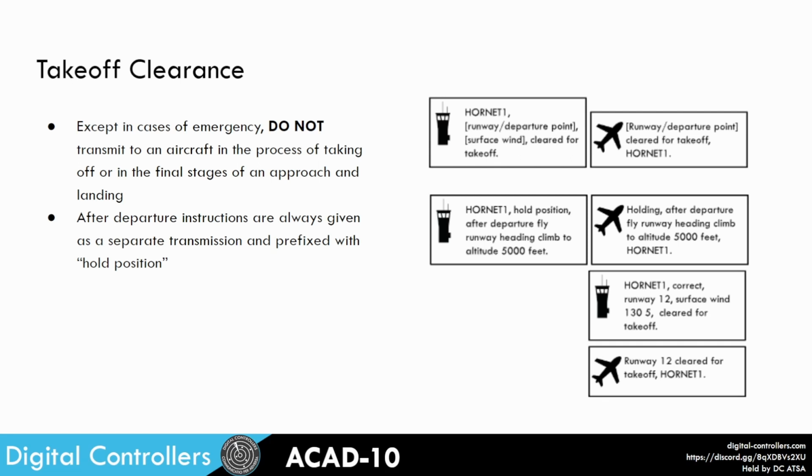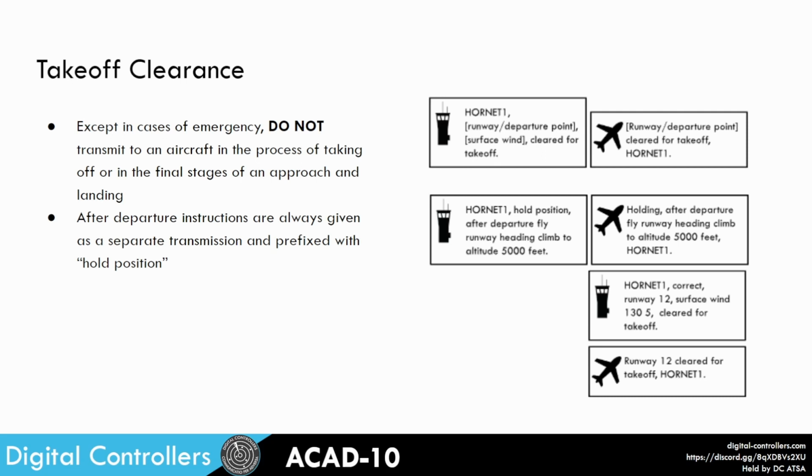We can also give aircraft what we call after departure instructions, and these are effectively what the aircraft is supposed to do after departure. We always give these as a separate transmission to avoid overloading the pilot, and they may not be ready to write these down, so we will quite often do what we would call a ready to copy loop. So: Hornet 1, ready to copy after departure instructions? Ready to copy. And then you give them the long message.